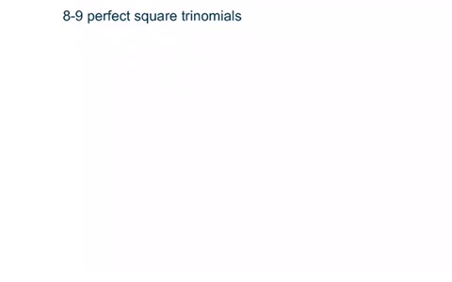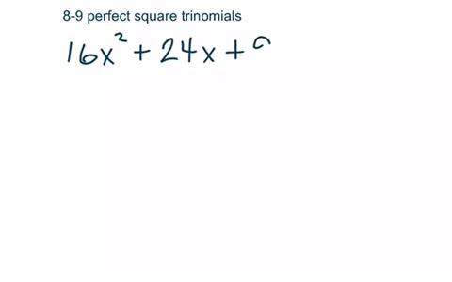For example, if we were to take this trinomial, we are going to determine if it actually is a perfect square trinomial. The way that we do that is we look at our first term and our last term. With our first term and last term, we see that they are both perfect squares.